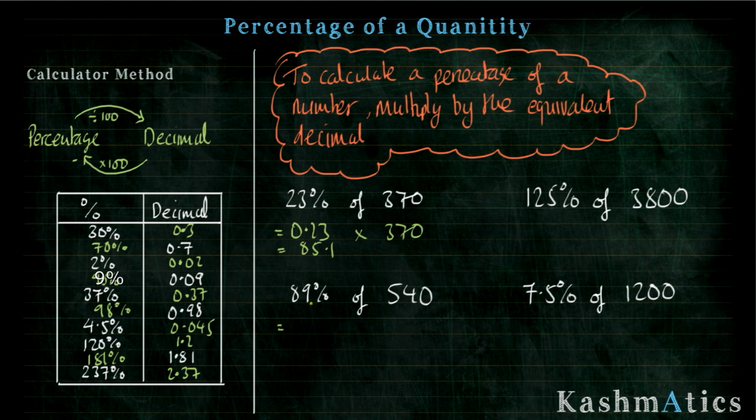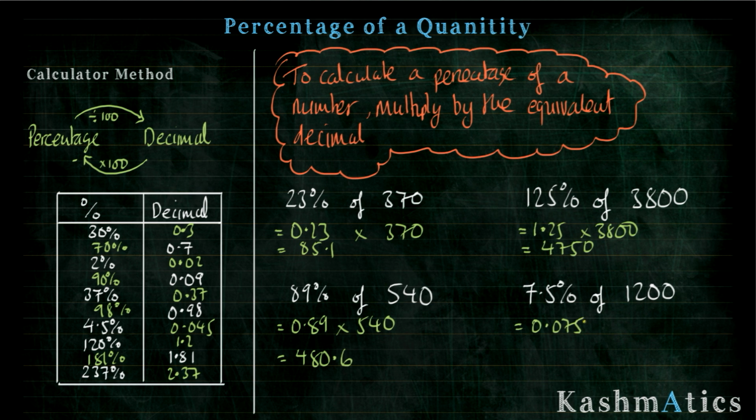So this next one, 89% is 0.89 multiplied by 540, and that gives me 480.6. The next one, 125% of 3,800. Don't overthink it, just do what the method says. Change that to a decimal, so 1.25 times 3,800, and that gives me 4,750. And the last one would be 0.075. Just be careful with these ones. 0.075 times 1,200, which gives me 90.